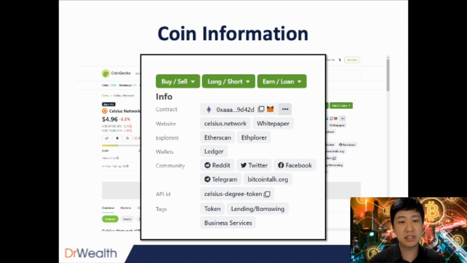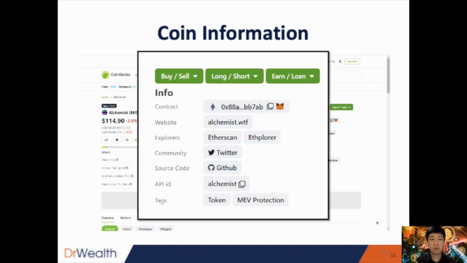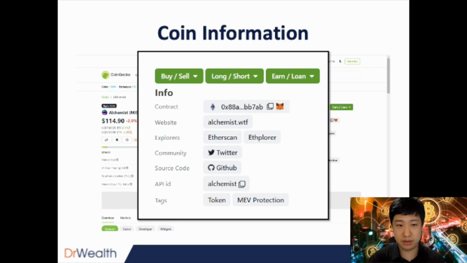So as you can see here, Celsius Network has a list of community groups, they have their website, they have their white paper up as well. For Alchemist, they have their website. There's no white paper, there's a Twitter, but they have a GitHub account, or a so-called source code depository.